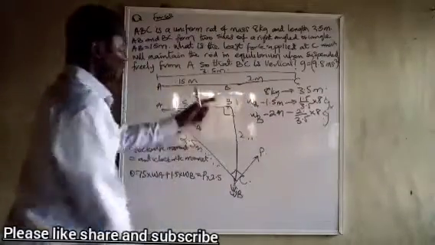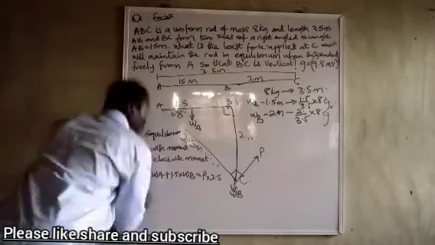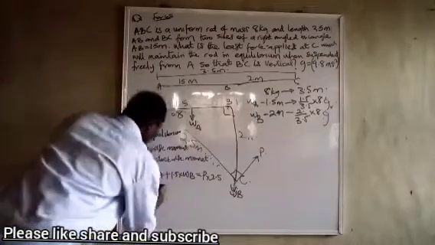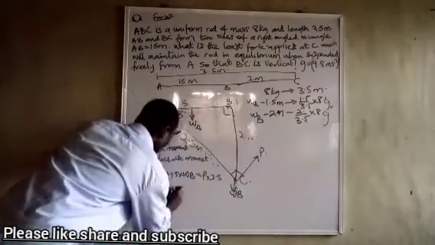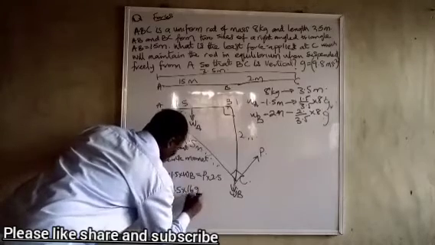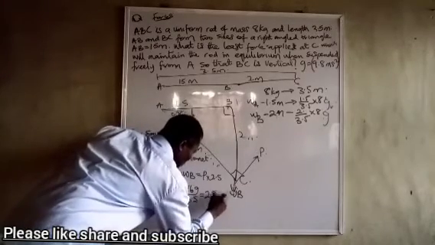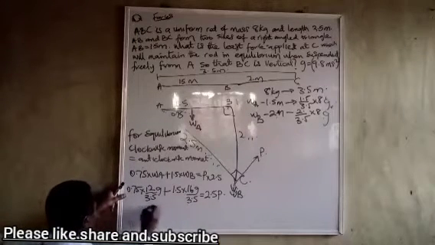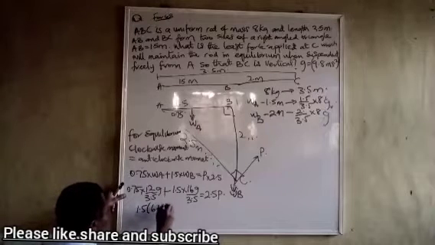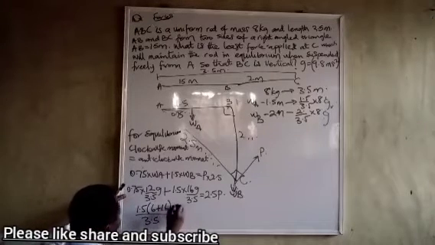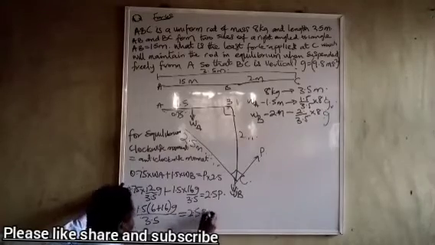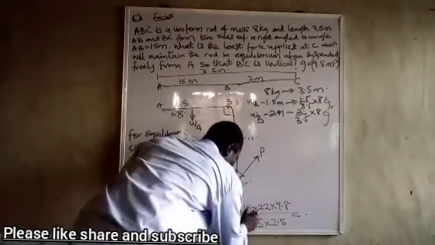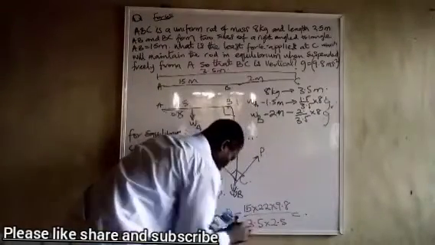So let's make it weight. Therefore, 0.75 into 12 over 3.5 g plus 1.5 times 16g over 3.5 is equal to 2.5 P. So P, if you look at this one, is going to give me 1.5 times 6 plus 16 over 3.5 g is equal to 2.5 P. So P, the force, is 1.5 times 22 times 9.8 divided by 3.5 times 2.5.